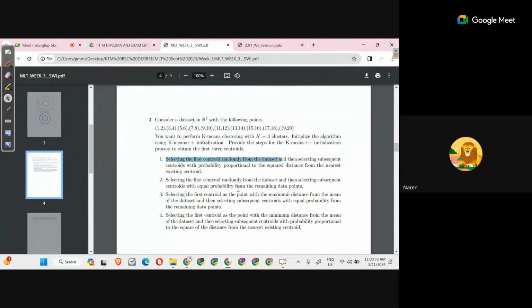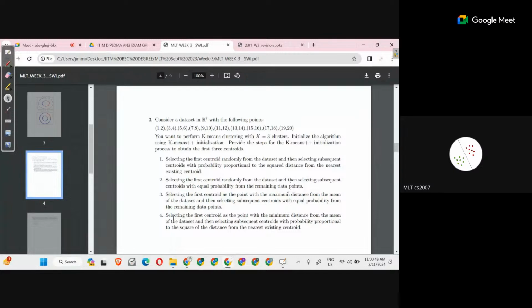Then we have to find the various distances between the other points, and we have to take the furthest point as the second centroid, at maximum distance from the mean of the data. Means selecting the first centroid at the point with the maximum distance.